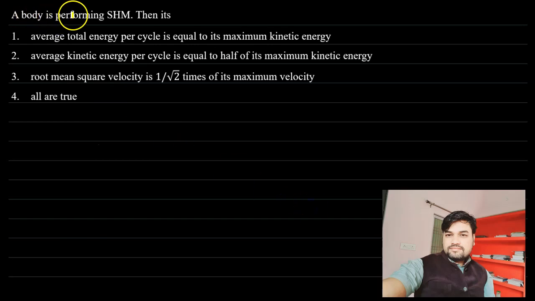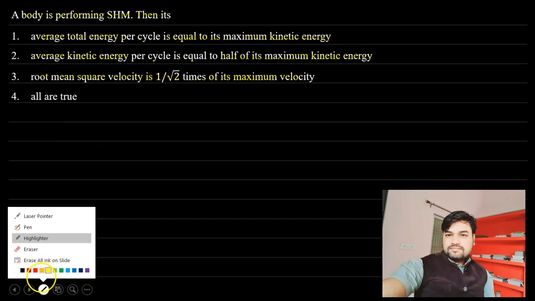The question says a body performing SHM, then average total energy per cycle is equal to its maximum kinetic energy. Average kinetic energy per cycle is equal to half of its maximum kinetic energy, and root mean square velocity is 1 by root 2 times of its maximum velocity. So this question is from simple harmonic motion. Let us solve this question.